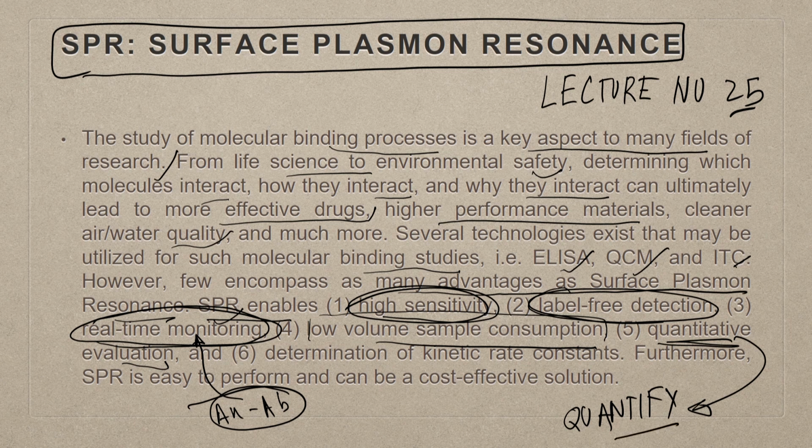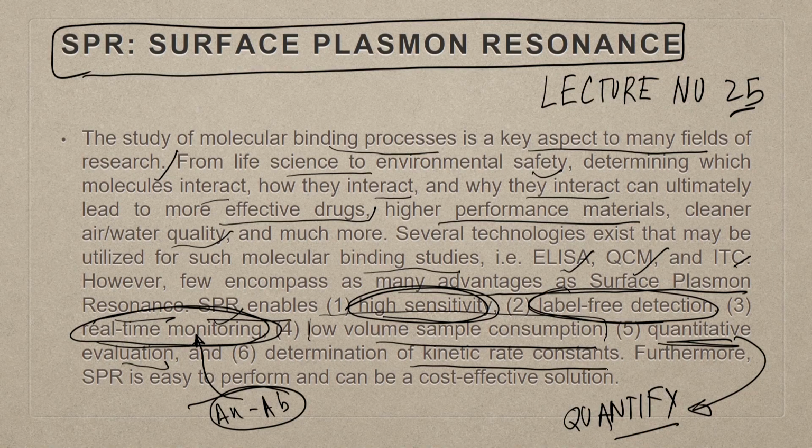Anything which is qualitative is a bit challenging to quantify. You cannot give it a number, it's a quality. So, you cannot say so and so is more good or less good unless the good has a value. This bad, that bad, these are words which do not have any numbers. Without a number, you cannot really understand this. So, one of the ways any molecular interaction is understood is to be able to quantify the interaction. Okay. Determination of kinetic rate constant. Furthermore, SPR is easy to perform and can be a cost effective solution.